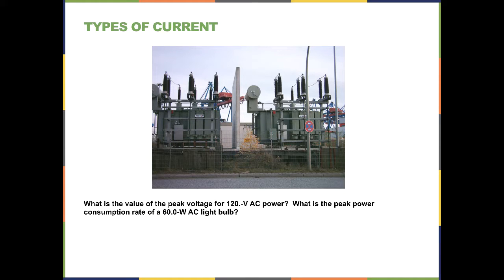So, if we do it this way, it says, what is the value of the peak voltage? What is the value of peak voltage if the root mean square voltage is 120 volts? Okay, when they give you a number, they're telling you the root mean square unless they say it's the peak voltage. And then it also says, what's the peak power consumption rate if you have a 60 watt AC light bulb?